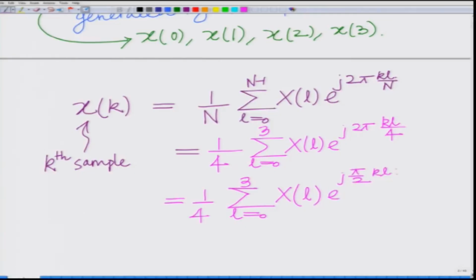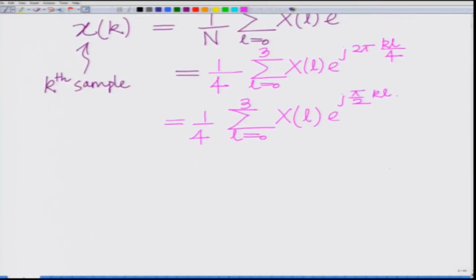So, this is basically your xk. This is the kth sample, and capital XL is the symbol that is loaded onto the lth subcarrier, and the time domain samples are given by the IDFT of the symbols loaded onto the subcarriers. So, we have the symbols loaded onto the subcarriers, let us now find what the corresponding time domain transmitted samples are. Okay.